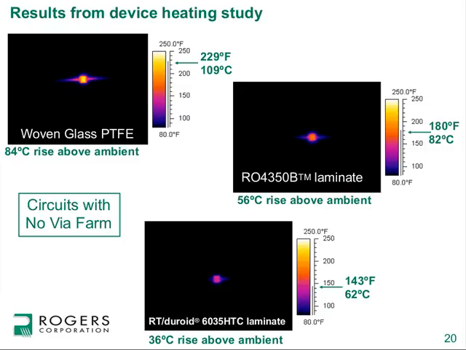And then to the right is our 4350B laminate, and then below is the 6035 HTC laminate. And you can see the heat rise differences. So when you think about these materials, thermal conductivity is the big difference here. In the case of the woven glass PTFE, the thermal conductivity is about 0.25 watt per meter per K. The thermal conductivity of 4350B is about 0.64 watt per meter per K. And then the 6035 HTC is about 1.44. So there's a pretty big difference there. And you can see what kind of difference that makes on the heat rise as well as the maximum temperature that these circuits achieved.